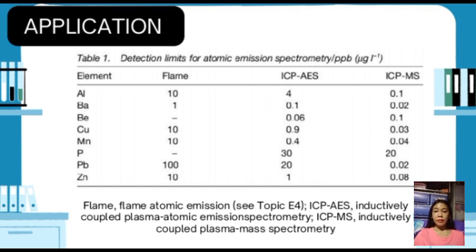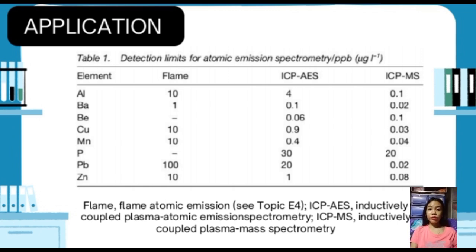And elemental emission lines. ICP atomic emission spectrometry can simultaneously excite and detect a wide range of elemental emission lines. This allows the technique to analyze many elements in a single measurement, making it highly efficient.